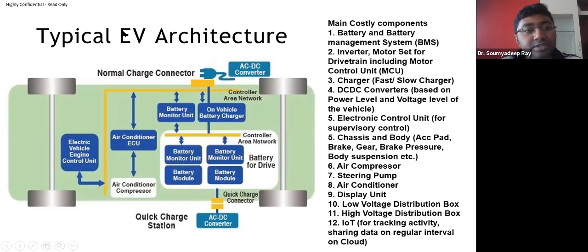So I'll just give you a typical electric vehicle architecture. Here, what are the major things? The main costly components are the battery and the battery management system. As I already told, the battery is the hardware component itself, and the battery management system is the software which ensures the safety of the battery. What is the meaning of that safety?